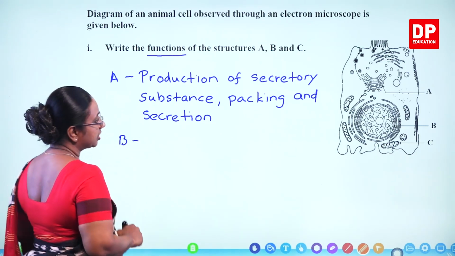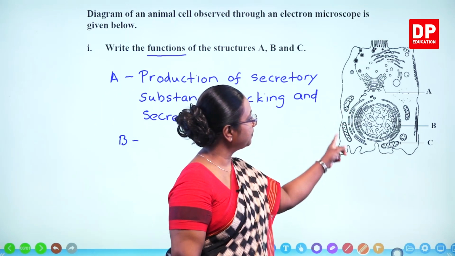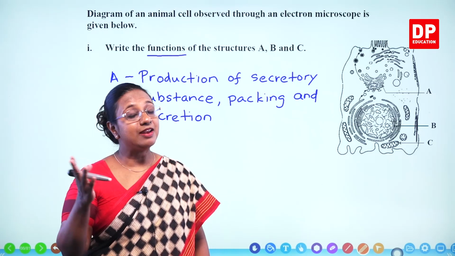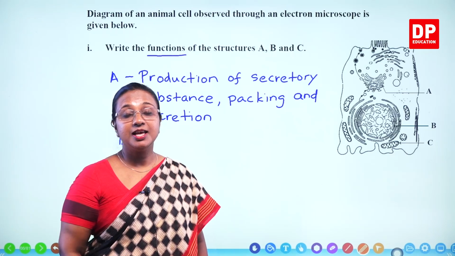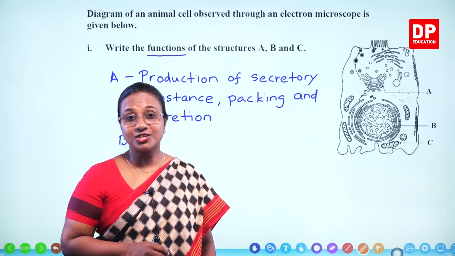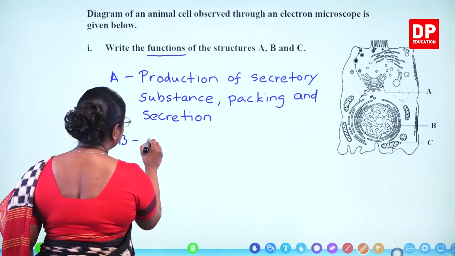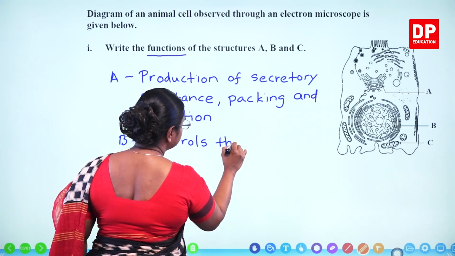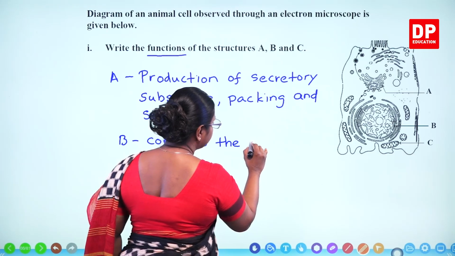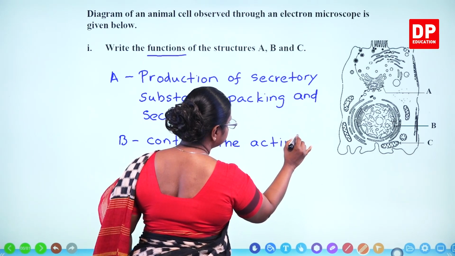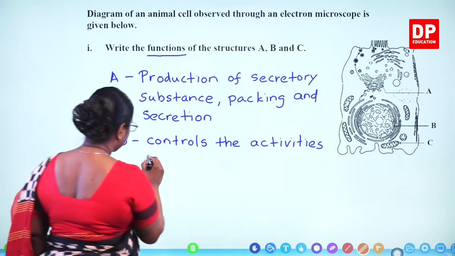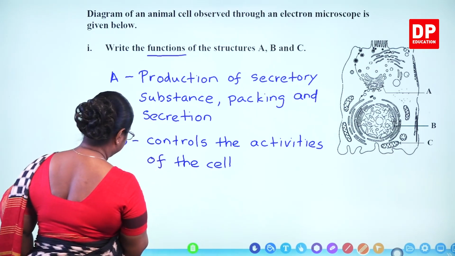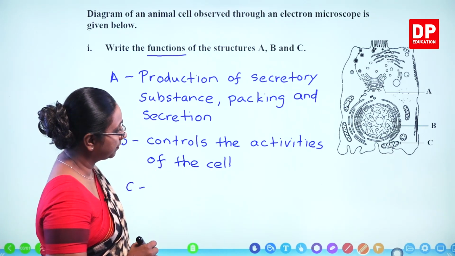Then we have structure B. What is structure B? You can easily identify it as the nucleus. And what is the function of a nucleus? It controls the activities of the cell. So, here we can say controls the activities of the cell.